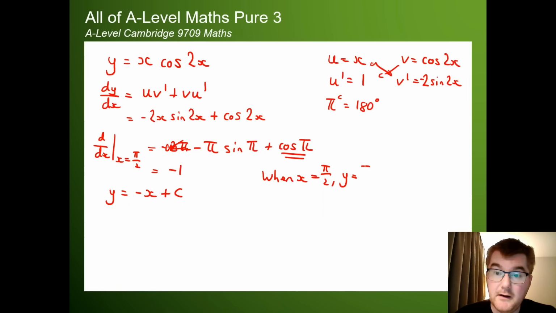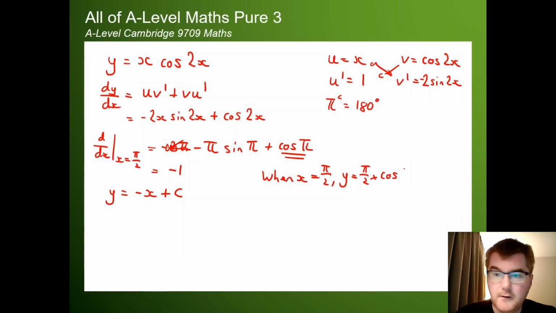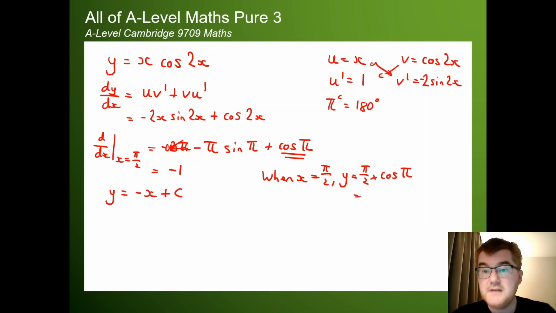So we get pi over 2 times cos of pi. Again, double checking we're putting everything in correctly. So the cos of pi, we already worked out that was equal to -1. So -1 times this is just going to be minus pi over 2. So we put this into our equation. So when x is pi over 2, y is minus pi over 2.